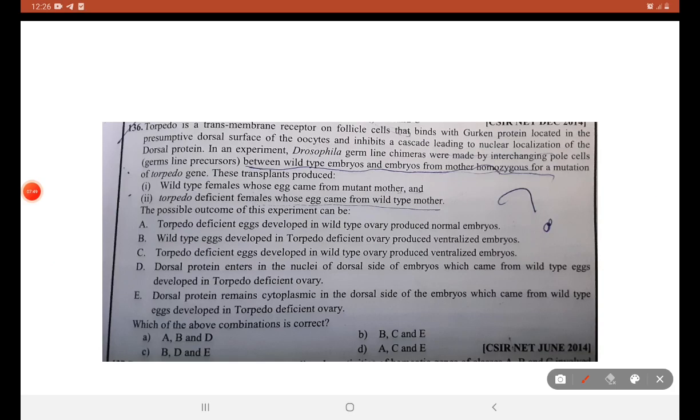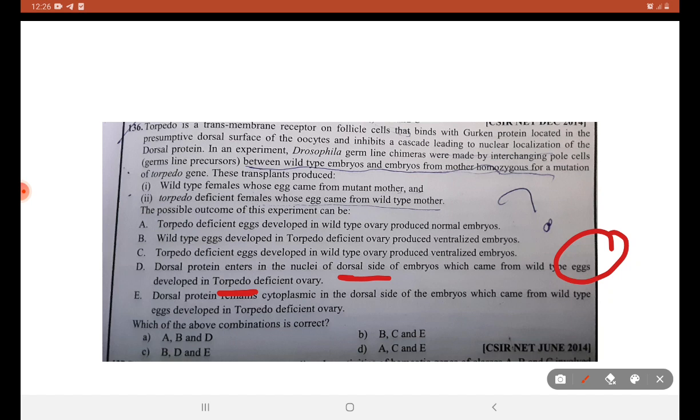So now let's read again. Dorsal protein enters the nucleus of the dorsal side of the embryo, which came from wild type eggs developed in the torpedo deficient ovary, because the ovary is torpedo deficient. The ovary itself is torpedo deficient and the egg can only produce Gurken. The ovary produces torpedo. If the torpedo is deficient, the egg will be ventralized.